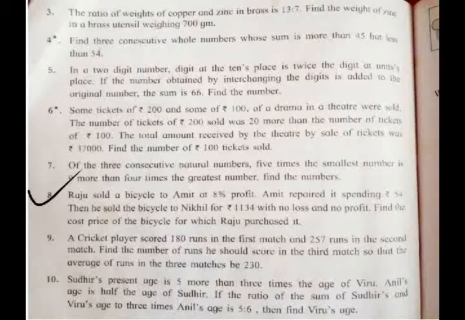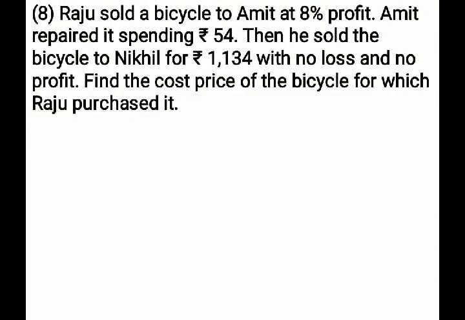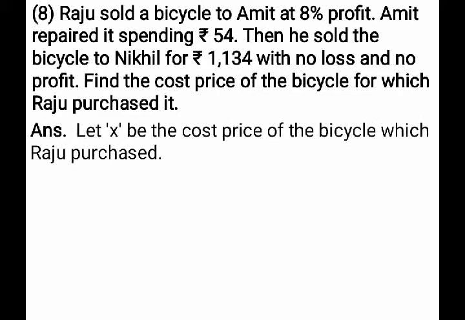Next, Raju sold a bicycle to Amit at 8% profit. Amit repaired it spending rupees 54. Then he sold the bicycle to Nikhil for rupees 1134 with no loss and no profit. Find the cost price of the bicycle for which Raju purchased it. The main question of this sum is you have to find the cost price of the bicycle for which Raju purchased it. So you have to take, let x be the cost price of the bicycle which Raju purchased.